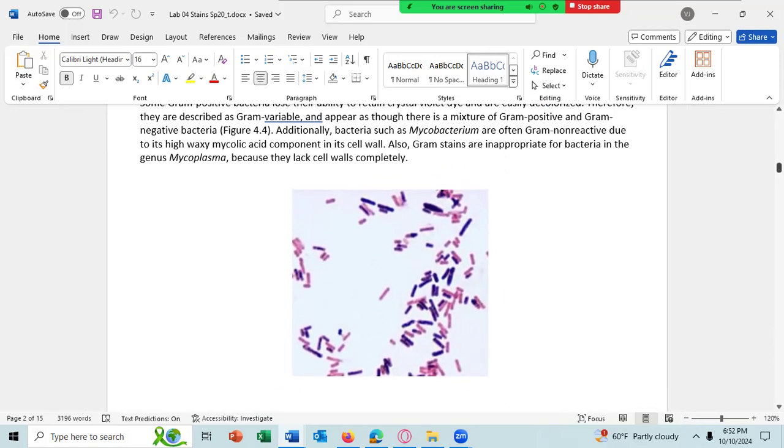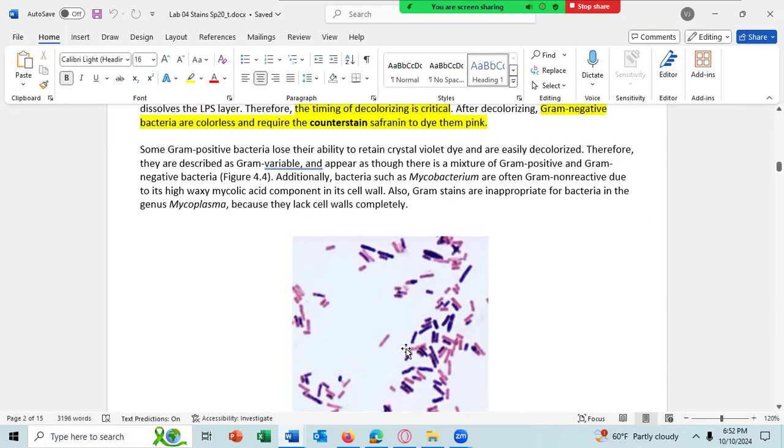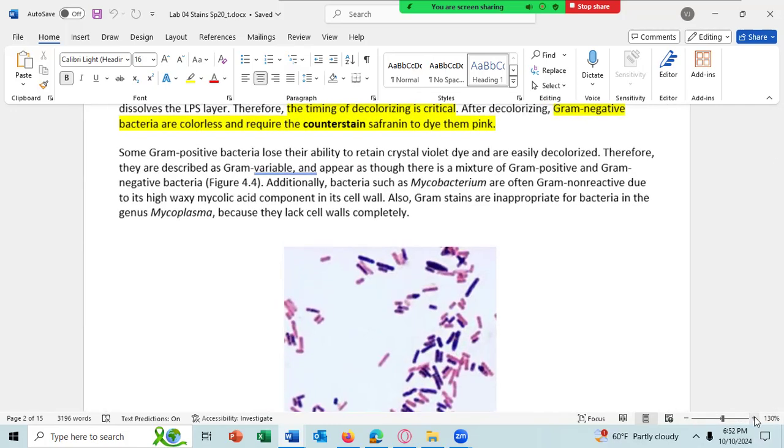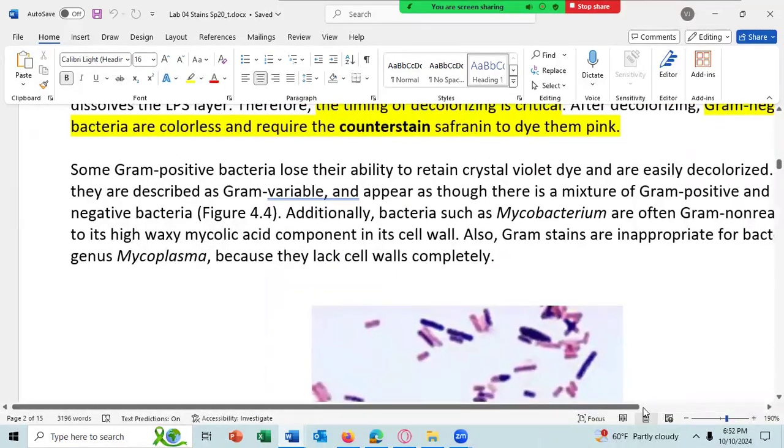And this is actually called a gram variable because in this slide, smear preparation, this is one species, and some of the cells are staining purple, and some of the cells are staining pink. What do you notice that's different about these two cells here and that cell there, this cell here, and that cell there? What do you notice that's different about them? Come on, there's two things you should be able to distinguish.